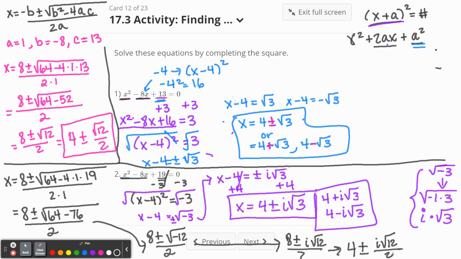There's a lot of work on the page right now, so I want to be clear about our goal when looking at these questions. Our goal is to either use completing the square or the quadratic formula to solve these problems. Our only difference from lesson 16 is that on problem 2, we had a negative root, which means we have a solution that contains i.